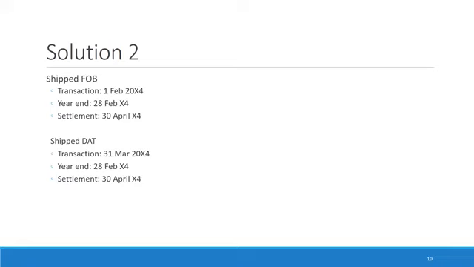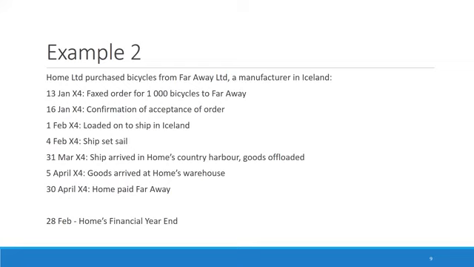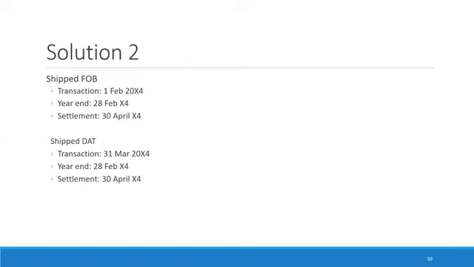If shipping takes place using the DAT term, so that is when they arrive at the destination point. And we then know that on the 31st of March, that is when the ship arrived at the harbour. So the 31st of March will be, in fact, the transaction date where the shipping terms are DAT. We then also need to account for year-end and settlement date, which is exactly the same as the FOB shipping terms. The only difference here is in relation to the transaction date itself. So when are those risks and rewards passing from the supplier to us?